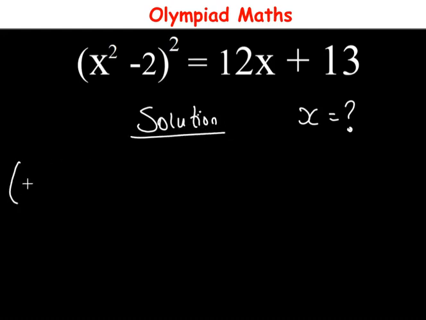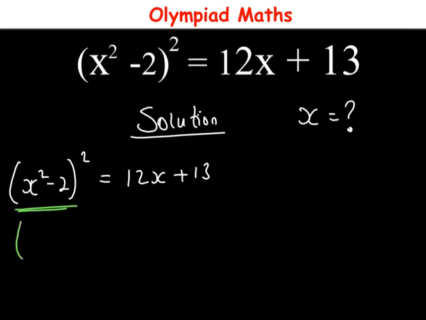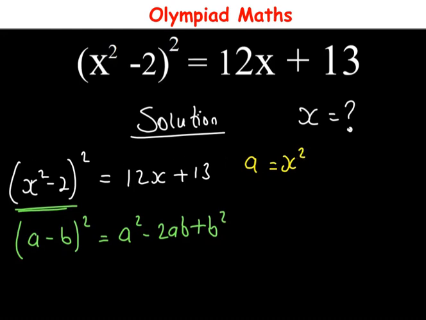So we have (x squared minus 2) all raised to power 2 equals 12x plus 13. Looking at this, x squared minus 2 all squared is in the form of (a minus b) all raised to power 2. And (a minus b) squared equals a squared minus 2ab plus b squared. In this case, the value of a is equal to x squared, and the value of b is equal to 2.